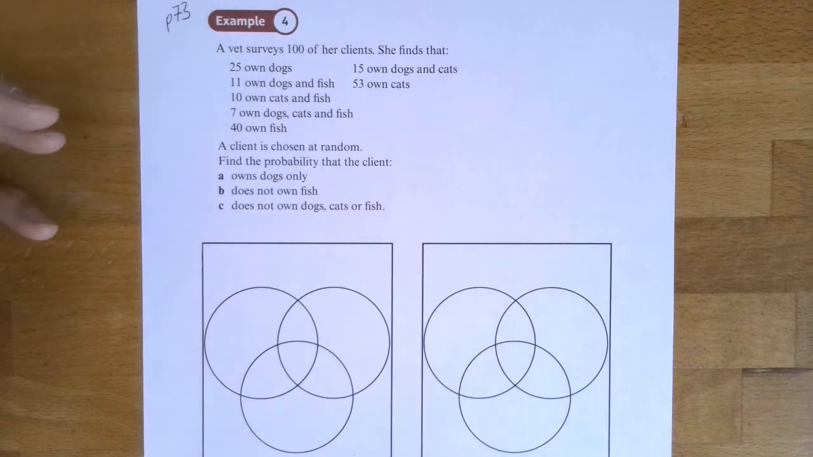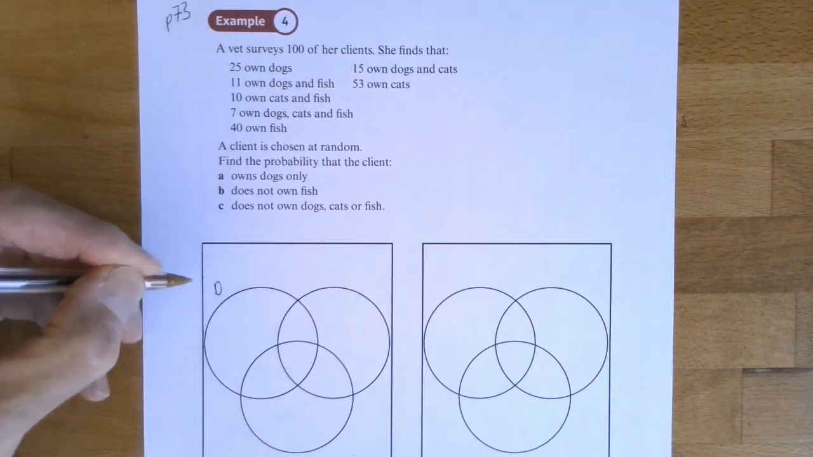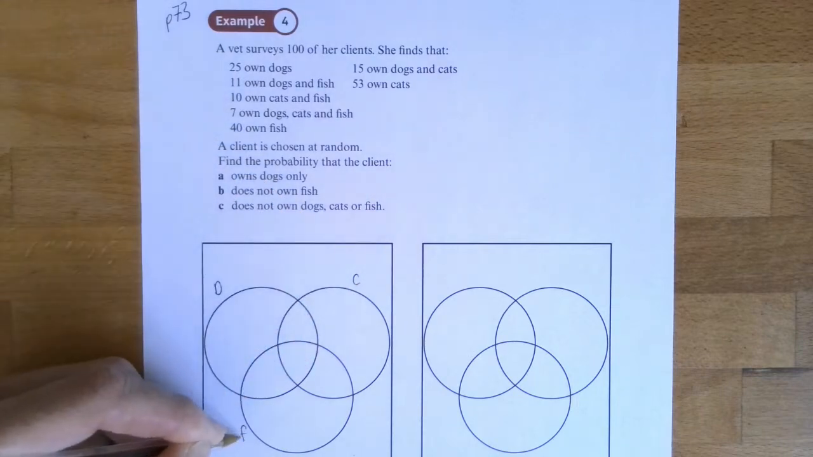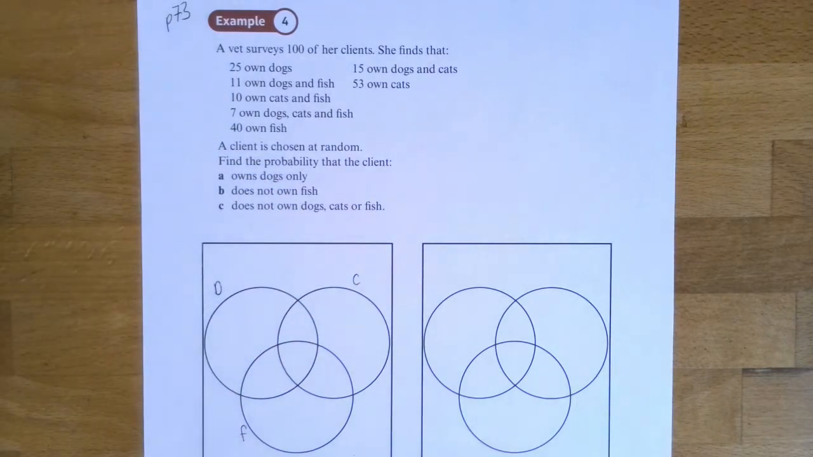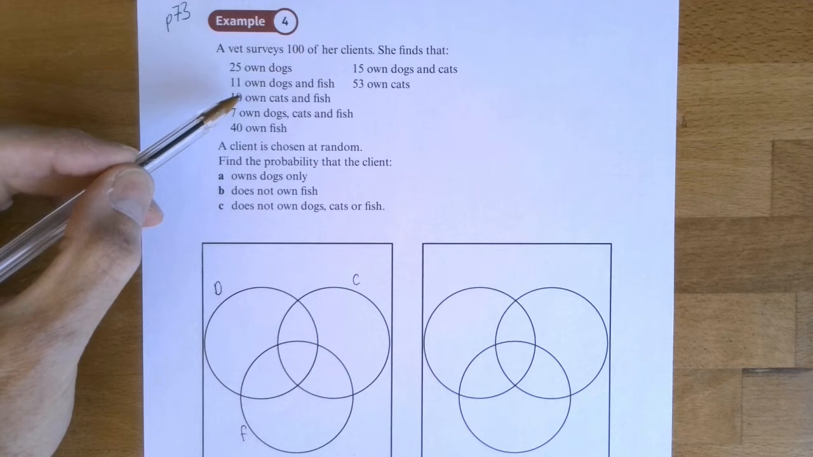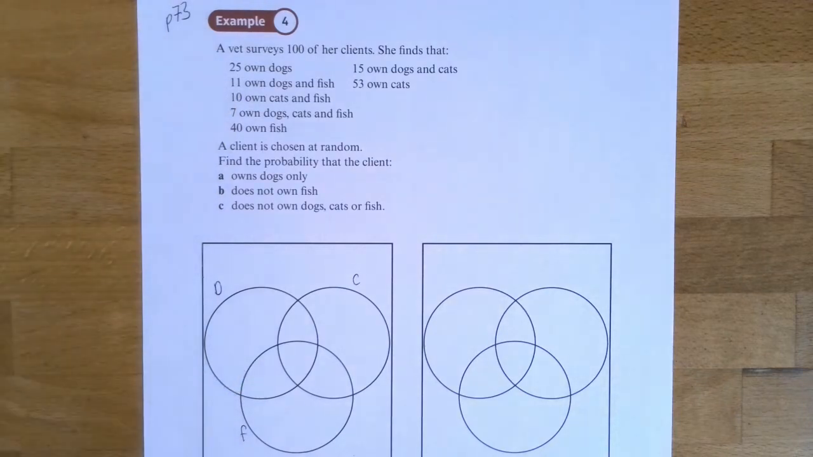This is a question about dogs, cats, and fish. And we are being asked to use this information to fill in a Venn diagram. Now, I've got 2 Venn diagrams. I'll explain why in just a moment, but I'm going to get you to pause and see if you can fill in a Venn diagram.